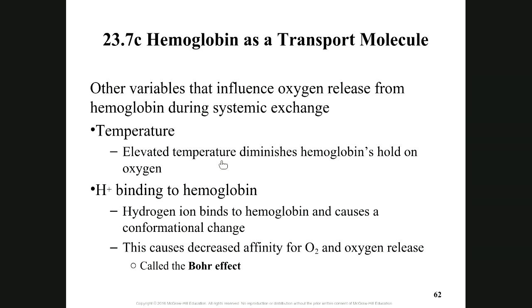Elevated temperature diminishes hemoglobin's hold on oxygen. It means that when the temperature goes up, separation of hemoglobin and oxygen becomes easier. And it happens when your metabolism increases. At the time of increased metabolism, you make more heat, and this heat helps this separation. So the oxygen and hemoglobin are separated from each other, and oxygen can go to your cell easily and be used by your cell when your cell wants to make ATP, aerobic ATP production.